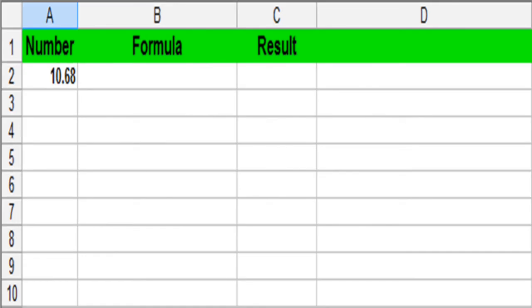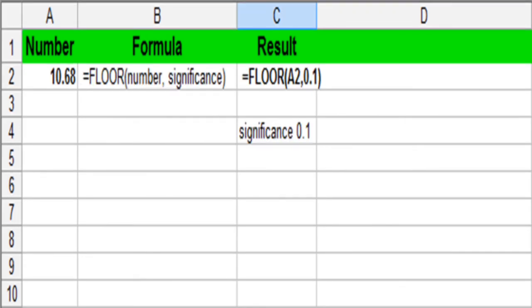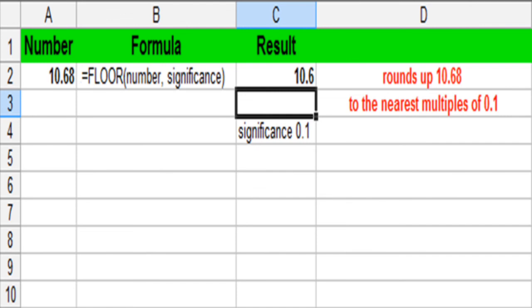Number 10.68. Significance 0.1. Formula: equals FLOOR(A2, 0.1). Press enter. Rounds number 10.68 to the nearest multiple of 0.1. Result 10.6.